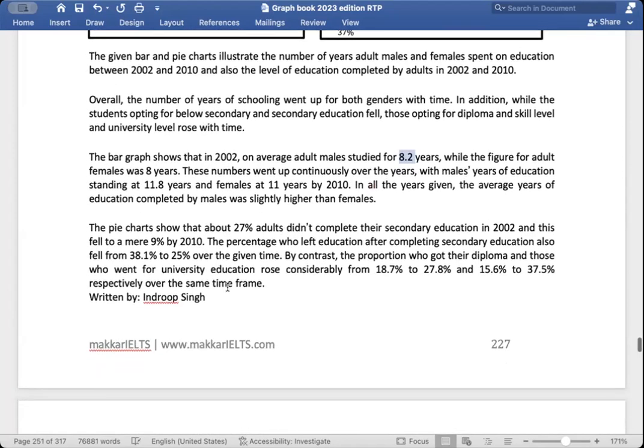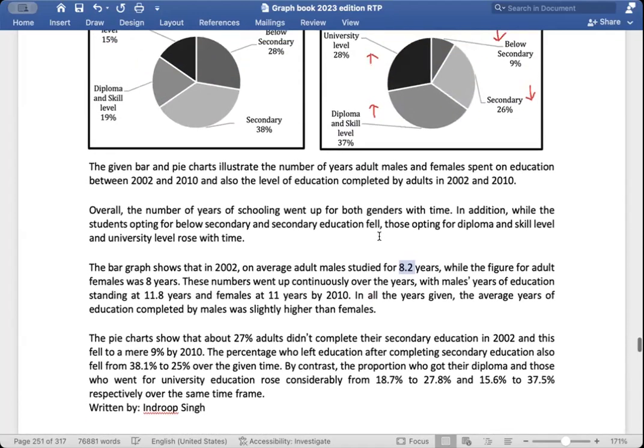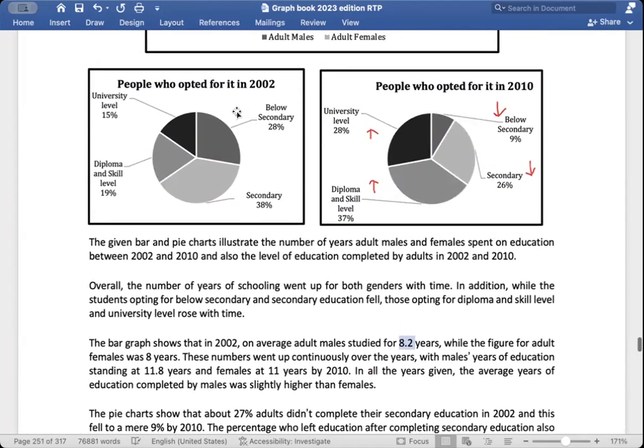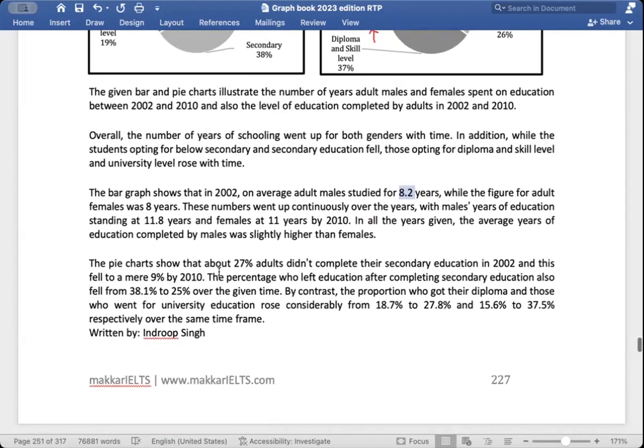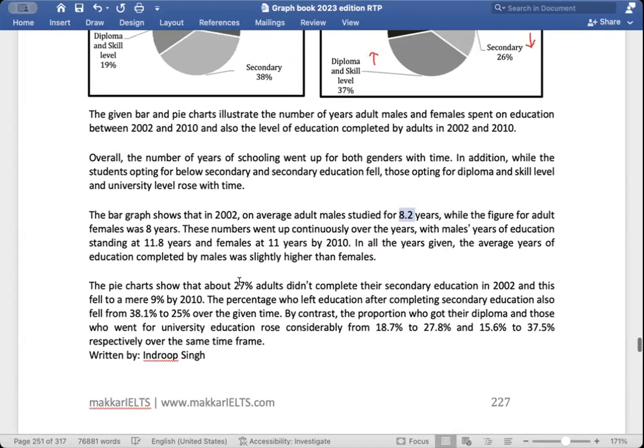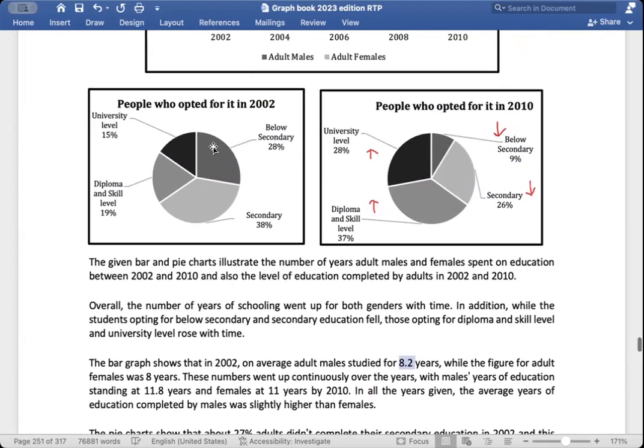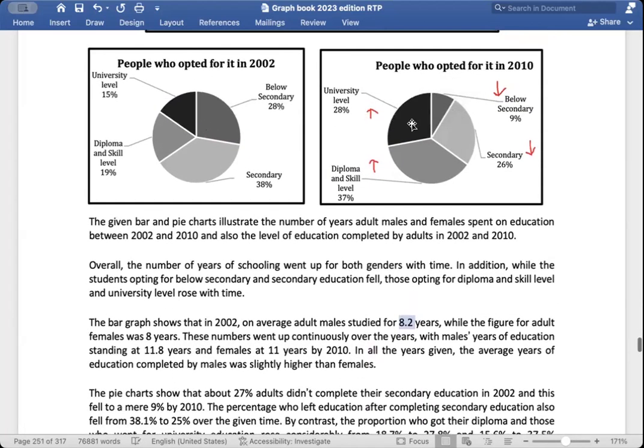The pie chart shows that about 27% of adults didn't complete their secondary education in 2002. 2002, below secondary. They didn't complete secondary. And this fell to a mere 9% by 2010. So here I have taken this figure and given this figure side by side. I didn't make two paragraphs for this pie chart and this pie chart. I'm doing them both together.